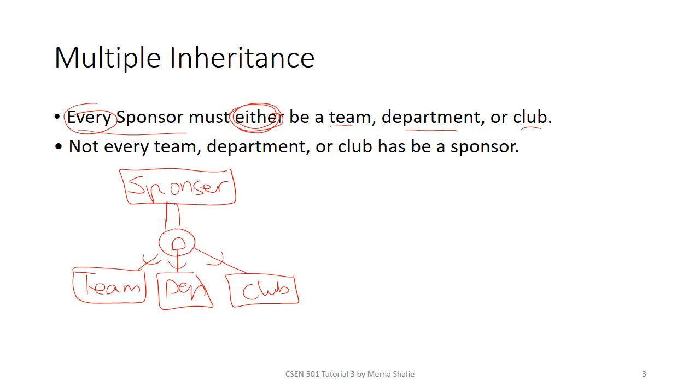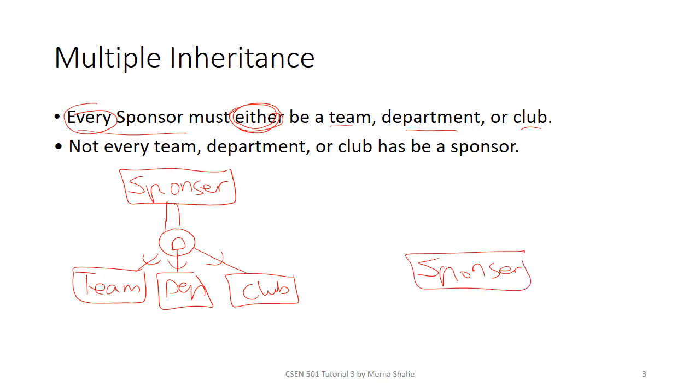Let's read the statement one more time and take a look at the given picture. Every sponsor, so all the sponsors, must either be, so I have the disjoint and I have the total participation, must either be a team, department, or a club. Okay, there is no problem. What about we do it the other way around? We can play. I will do it the other way around.